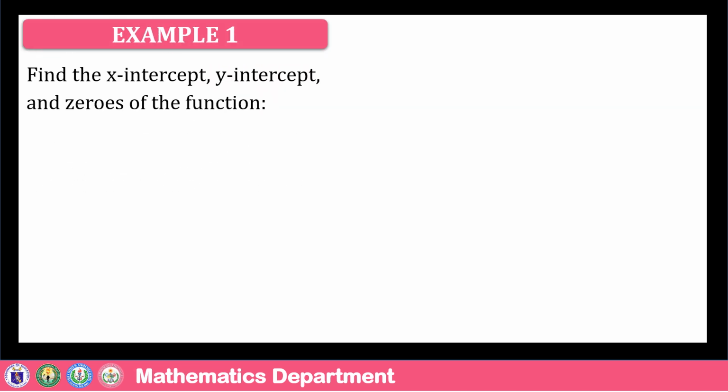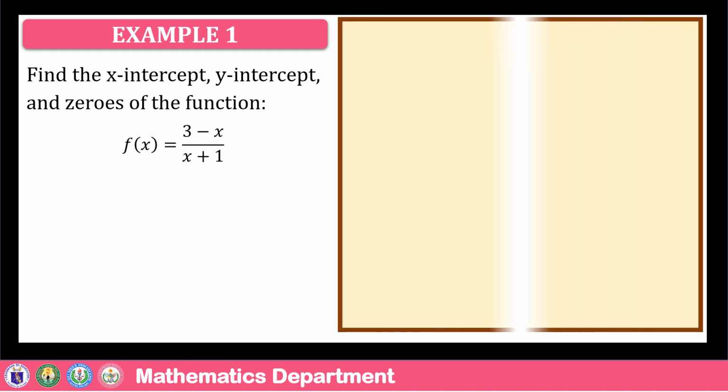So, para sa ating unang example, find the x-intercept, y-intercept, and zeros of the function f of x equals 3 minus x over x plus 1. So to find the x-intercept, equate the function to 0 or let f of x to be equal to 0. But before we will do that one, make sure na wala tayong mga common factor or factors sa ating numerator and denominator sa given natin na rational function. So in this case, since meron tayong numerator na 3 minus x at meron tayong denominator na x plus 1, wala tayong makukuha dito na common factor.